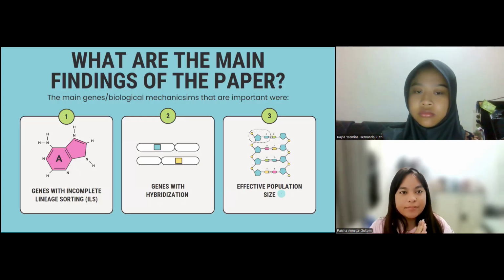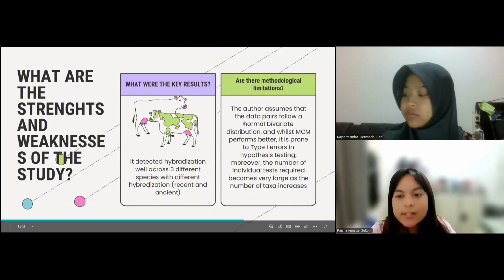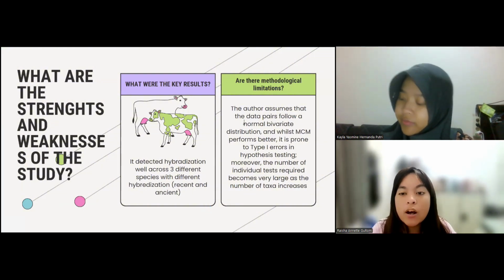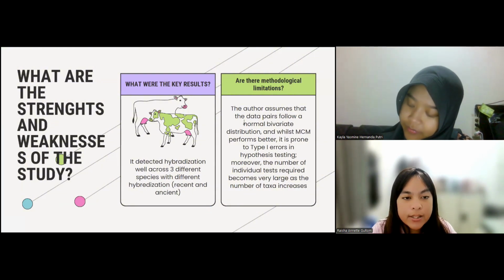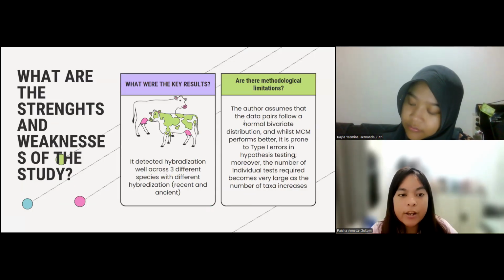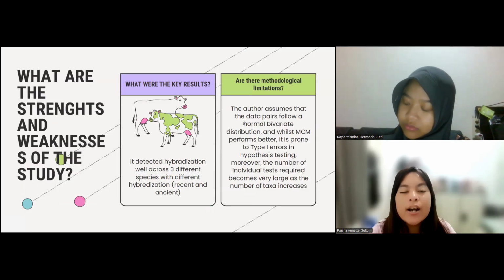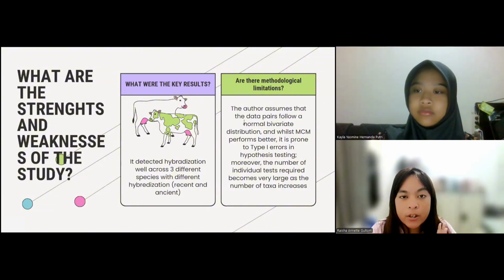Next. So what were the key results? The key results were that it detected hybridization well across three different species with different hybridization scenarios, the ones that my friend highlighted before, like recent and ancient hybridizations, and so on. And the second one is their methodological limitations.